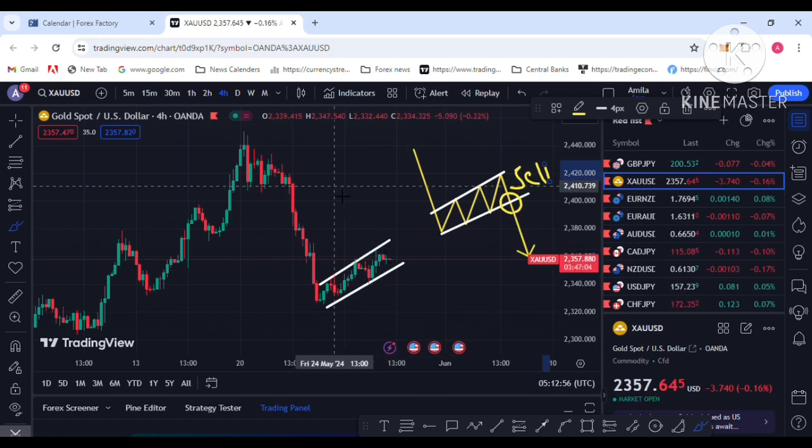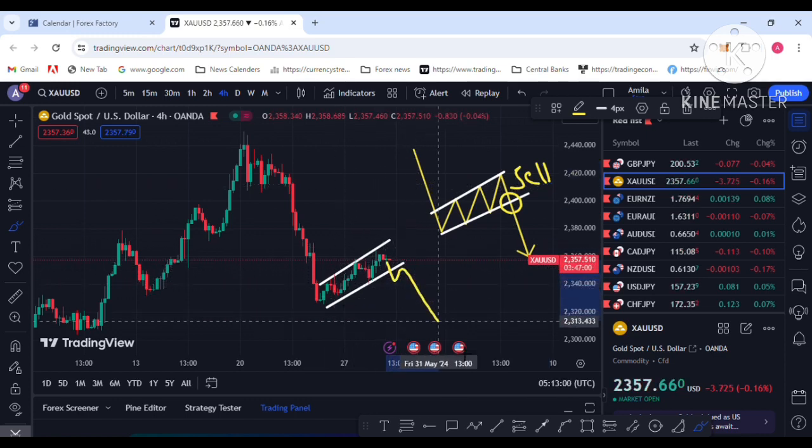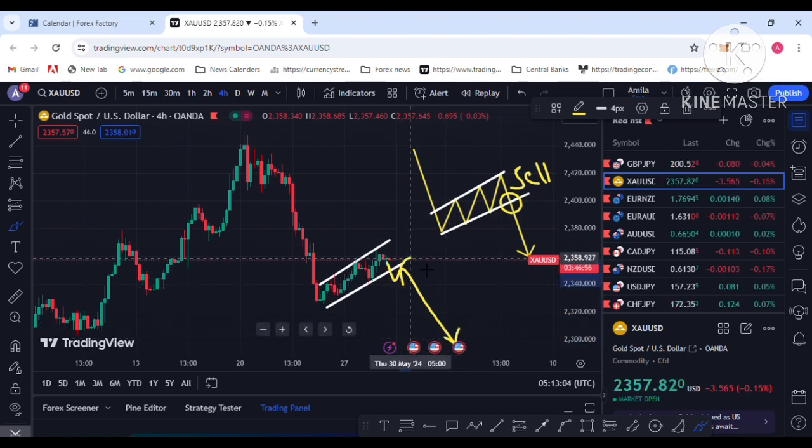On the other side, the bullish pattern is the bullish flag pattern. This is the bearish pattern in the gold chart. Now, the continuation. Keep in touch, and wait for the breakout retest.